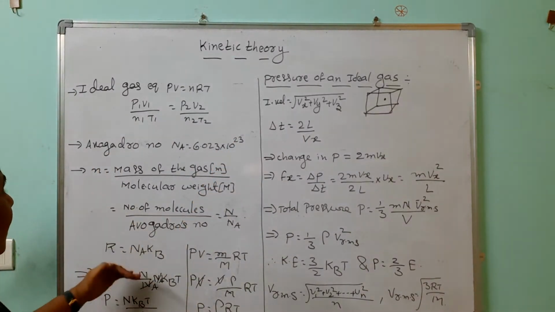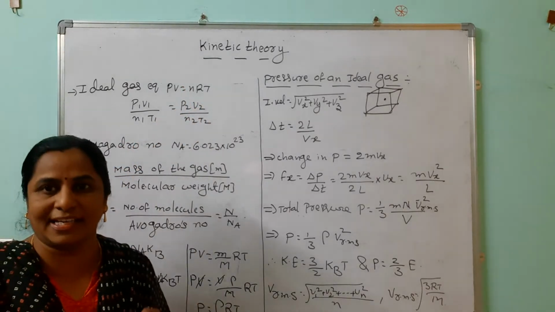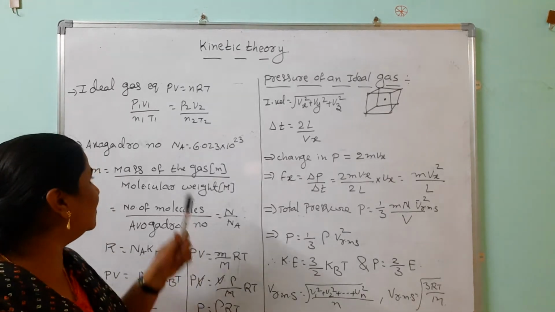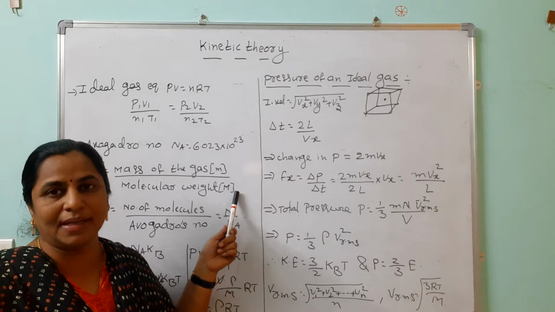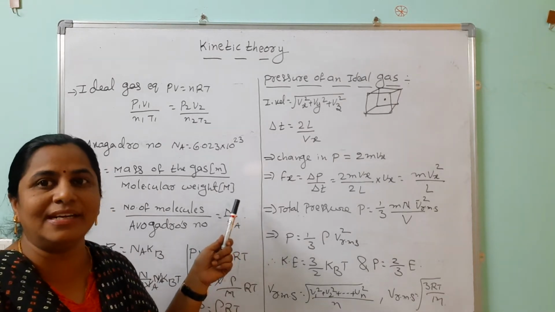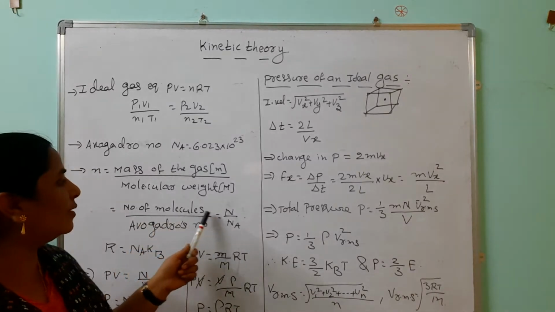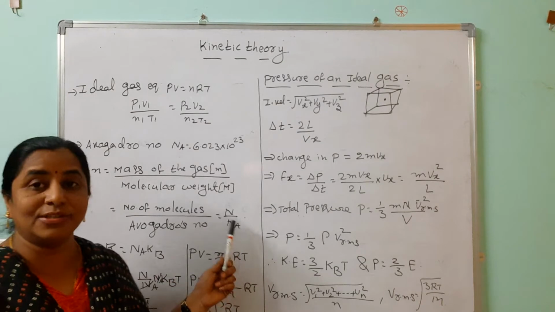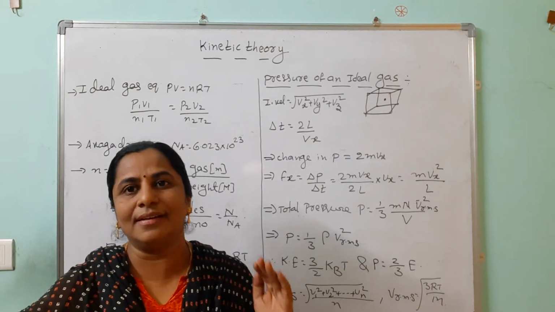Then we can go to the number of moles. For the number of moles we can express the mass of the gas by molecular weight. Here the mass of the gas is represented by small m and the molecular weight is represented by capital M. Not only this, in terms of Avogadro's number also we can write it. Number of molecules is represented by N, Avogadro number is represented by N A. Most of the people are confused here only. Small n is the number of moles.